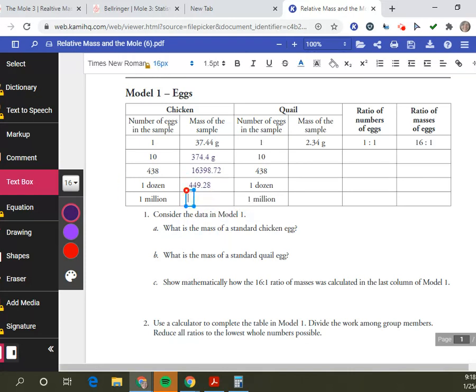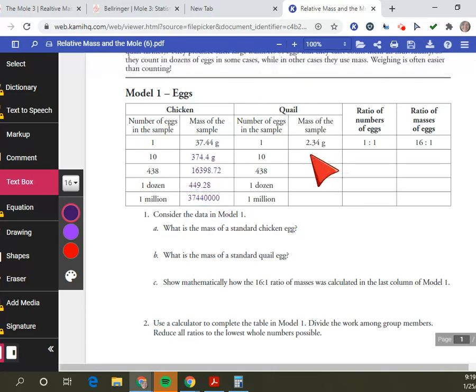Well, that's a lot of eggs. But still, 37.44 times a million, which you all could probably just do in your head by moving the decimal place. And then we're just going to go ahead and do the quail eggs, the same process.